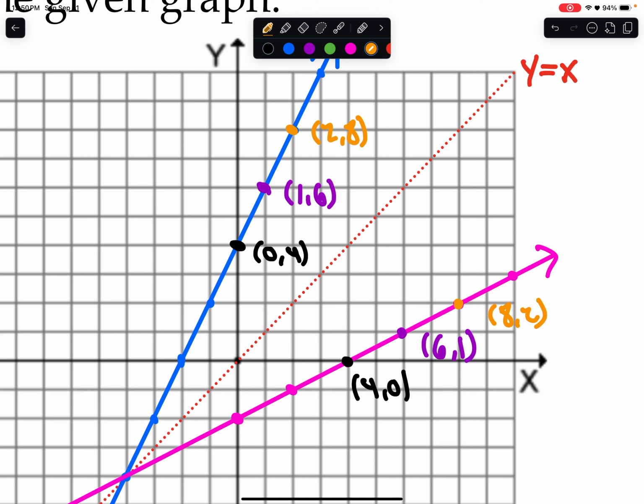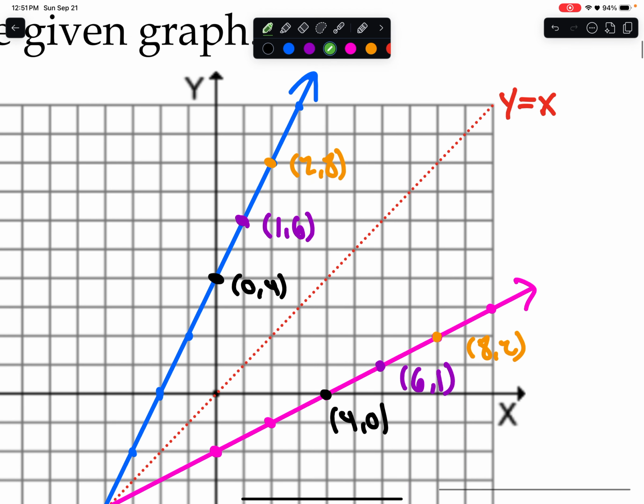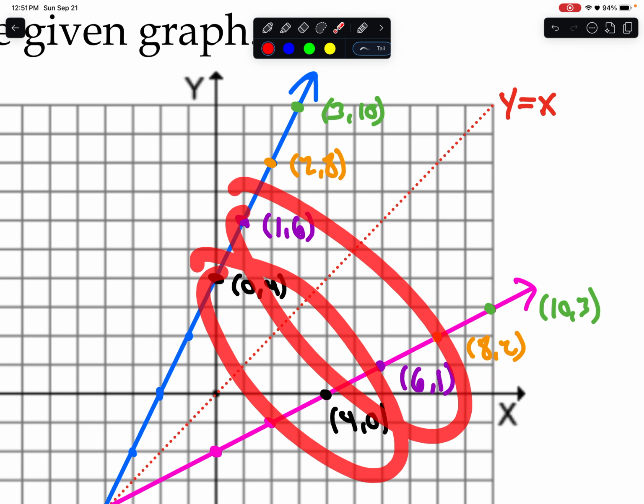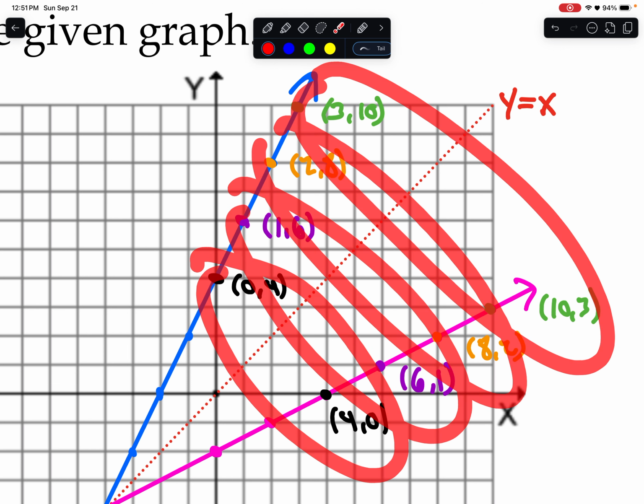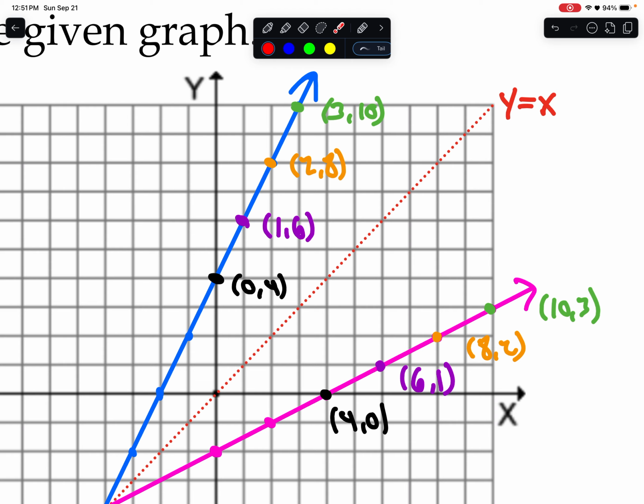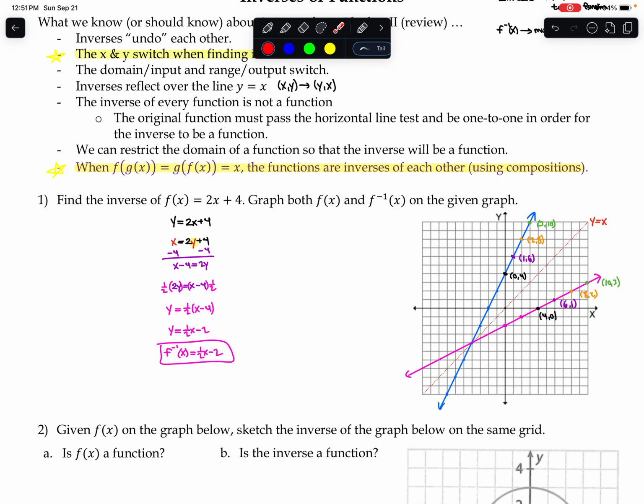So even if we were to just give you the points, you can just take the points and then flip them. So if I have 3, 10 here, that would take me to 10, 3. So that's why I wanted to list out all those points. That way you can see these points are going to be inverses. We're flipping the x and the y values to get the inverse point of that same graph.